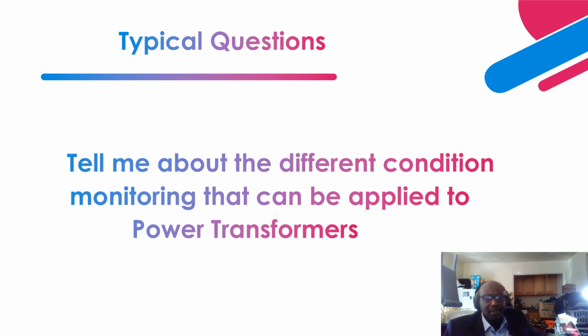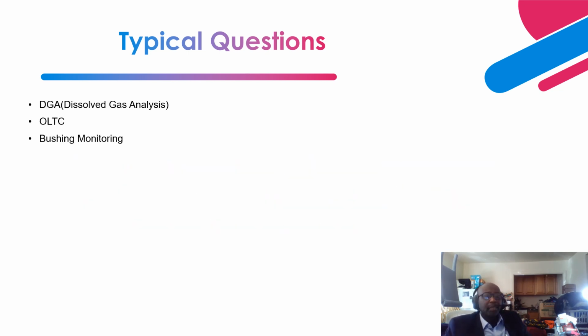Next is, tell me about the different condition monitoring that can be applied to power transformers. That's very important. As a discipline engineer, you should know. As a project engineer, you should know about it during the project equipment selection phase. You should know all the different condition monitoring, because it's all part of asset management, and you should know what needs to be installed on this transformer to be able to identify and monitor on a real-time basis the condition parameters of the transformer as part of condition-based maintenance.